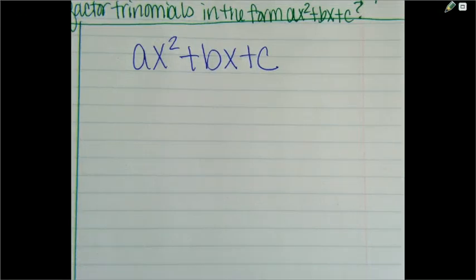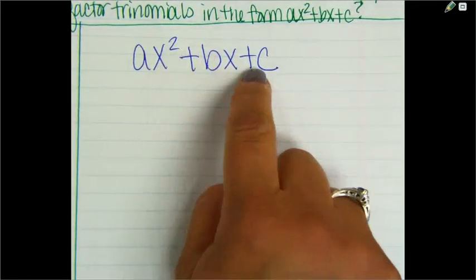We've had them in the form of this before. We just haven't talked about it. Now we're actually going to worry about it, and they need to be in this form. So notice your x squared, and then your x, and then your constant.